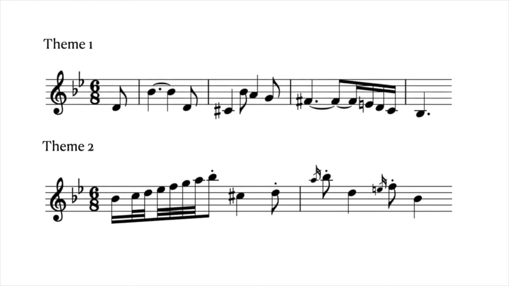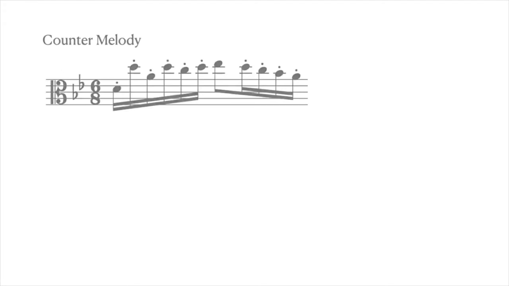These two themes, one the derivative of the other, demonstrate most of the thematic transformations that I used in the piece. However, there is one more that I would like to mention, since it's my favorite. To do that, we have to look at a countermelody that first appears in the viola part. Here it is.